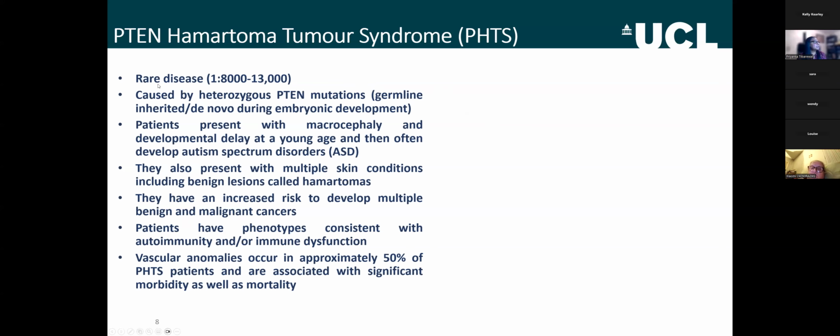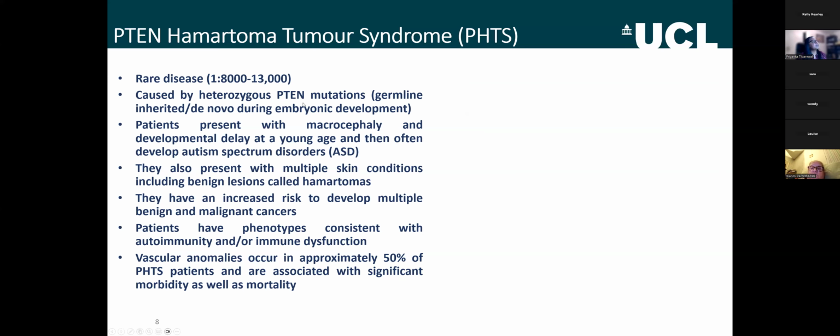So we know PHTS is a rare disease. Recent estimates have put it at 1 in 8,000 to 1 in 13,000 people, which is a lot higher than what we have known for many years. It used to be 1 in 250,000 patients based on a Dutch study. But recently, the studies have shown that this is actually a lot higher, almost 20-fold higher than previous estimates.